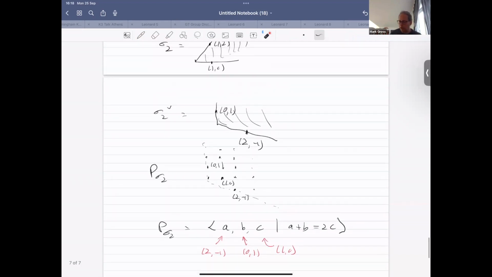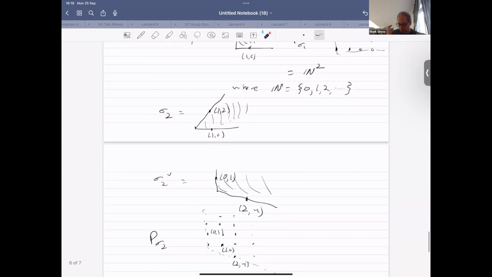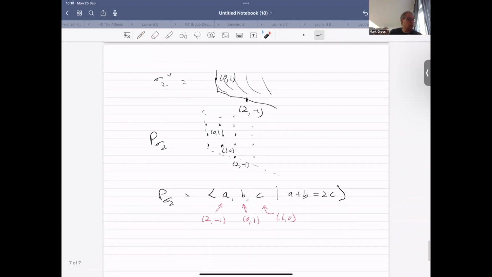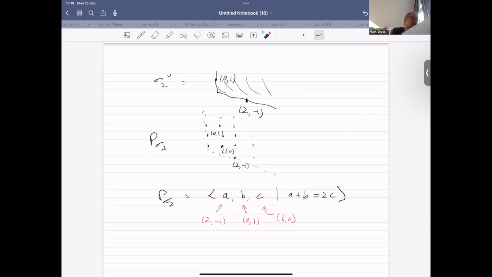So the first example is what we call a free monoid. It just has 2 generators with no relations. This monoid has 3 generators with 1 relation. And of course, it can get more complicated.